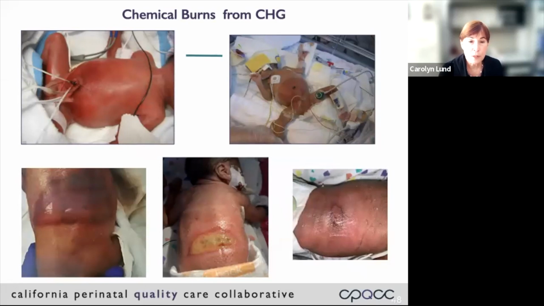But I also want to show this poor little one on the bottom. That was a recent case that came to our NICU with a terrible blistering chemical burn on her back. And this was because she had had her skin prepped for her umbilical catheterization and was laying in a diaper soaked with CHG isopropyl alcohol solution. So you can see just how considerable damage can occur from CHG. Right now, the FDA says that you can use the ChloraPrep product in premature infants with caution, noting that it can cause chemical burns.